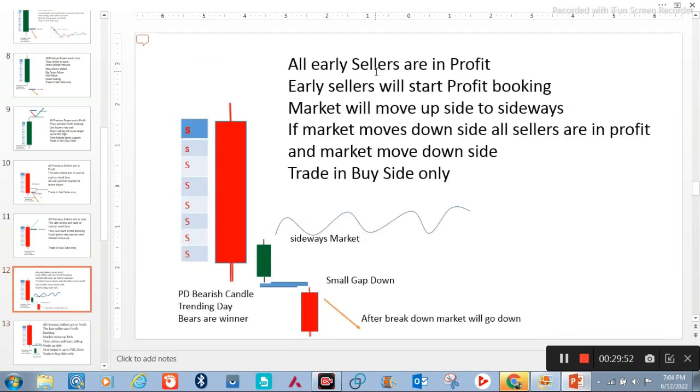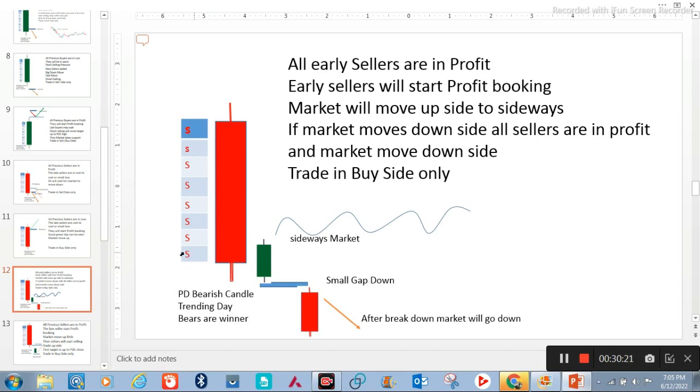All early sellers are in profit. So market is opened here. This is the bearish candle. Previous day, this is a bearish candle. Market is open here. Now you tell me, market is below the previous day closing. This is the opening, this is the closing. Below the closing price, you tell me whether this late seller is in profit or not.